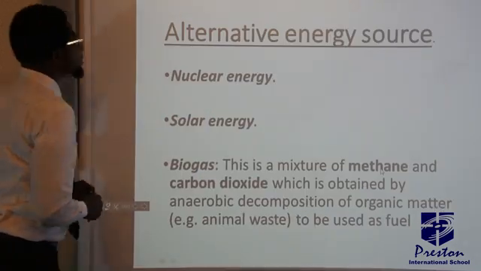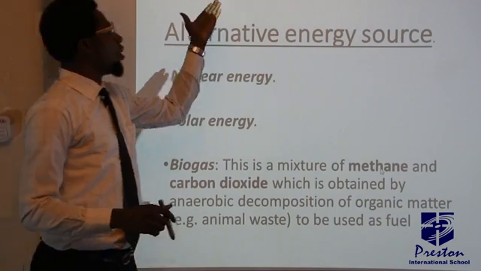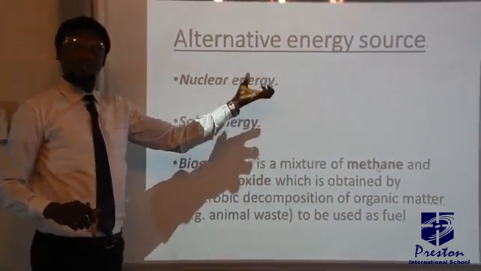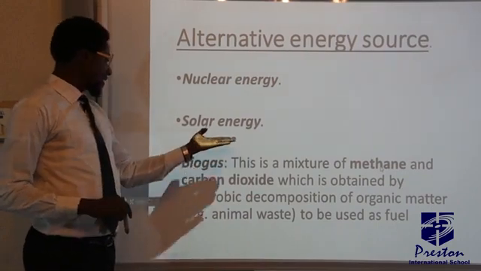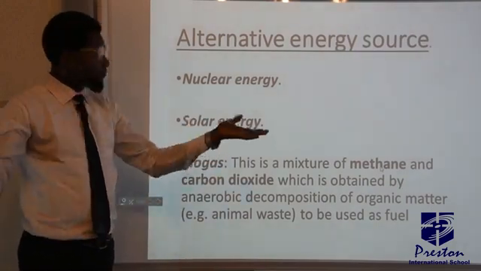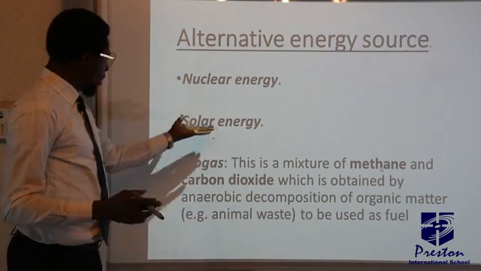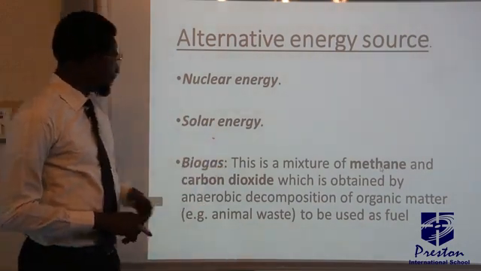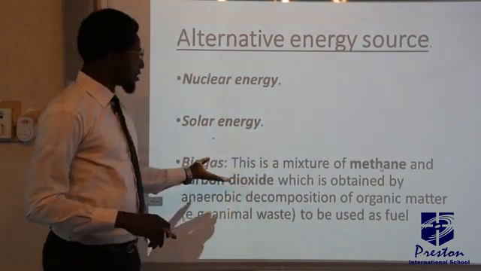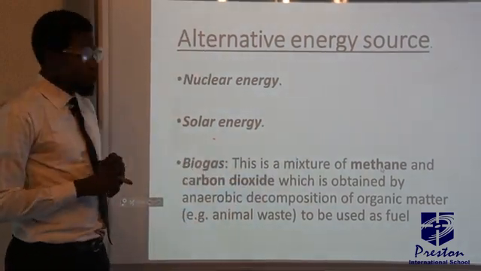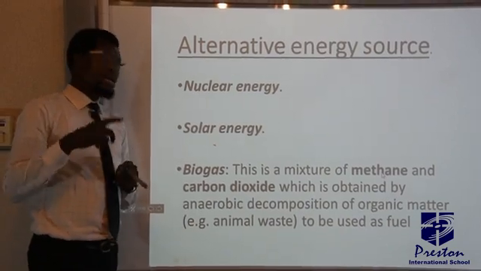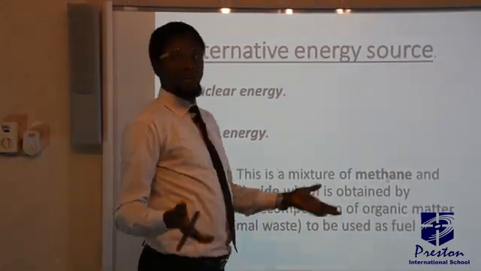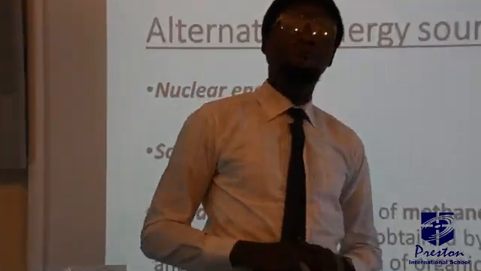Okay, let's look at the next stage. What are the examples of alternative sources of energy? We have nuclear energy, gotten from nuclear reaction, and solar energy. So instead of making use of fossil fuel, we can depend solely on the sun. Then we also have biogas, which is a mixture of methane and carbon dioxide, obtained from anaerobic decomposition of organic matter, like animal waste, which can, at the end of the day, be used as a fuel.